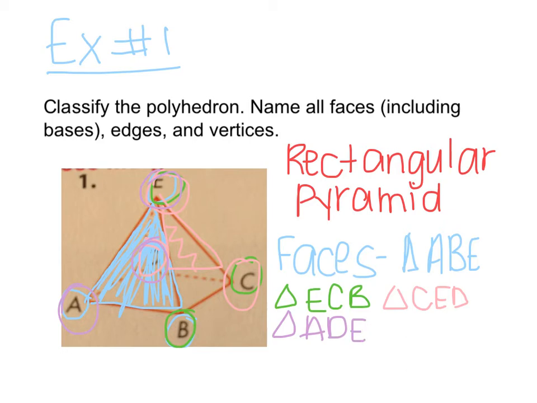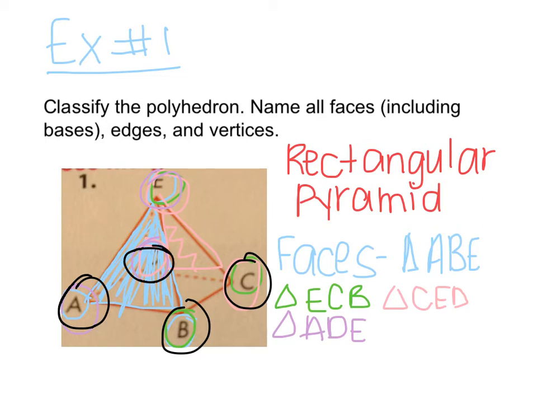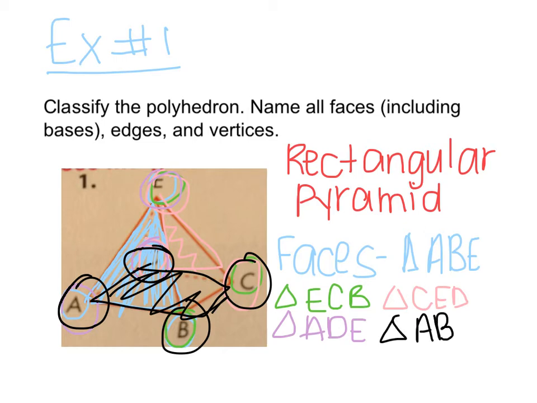And then lastly, we have our base. So our base is all 4 of the letters that form the bottom, pretty much. So A, B, C, and D all make this square bottom here. So those are our faces. The faces are like the sides. So you're just naming all the sides by their points, pretty much.